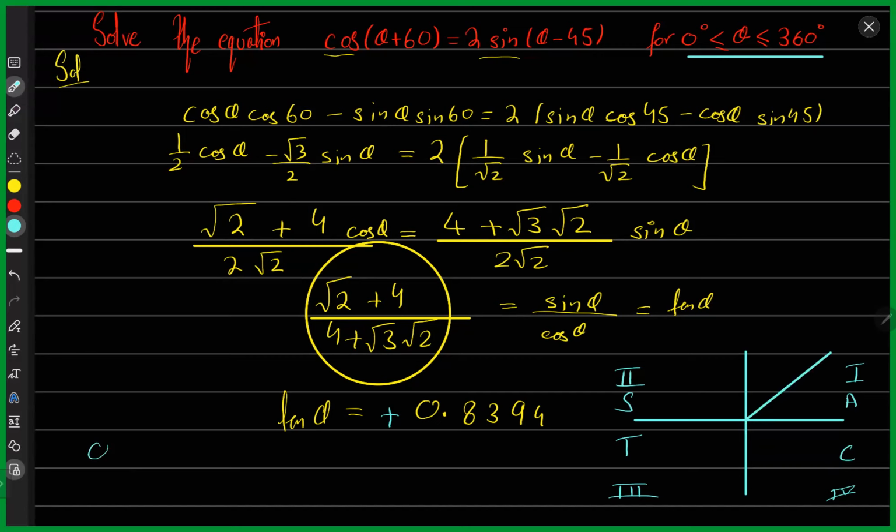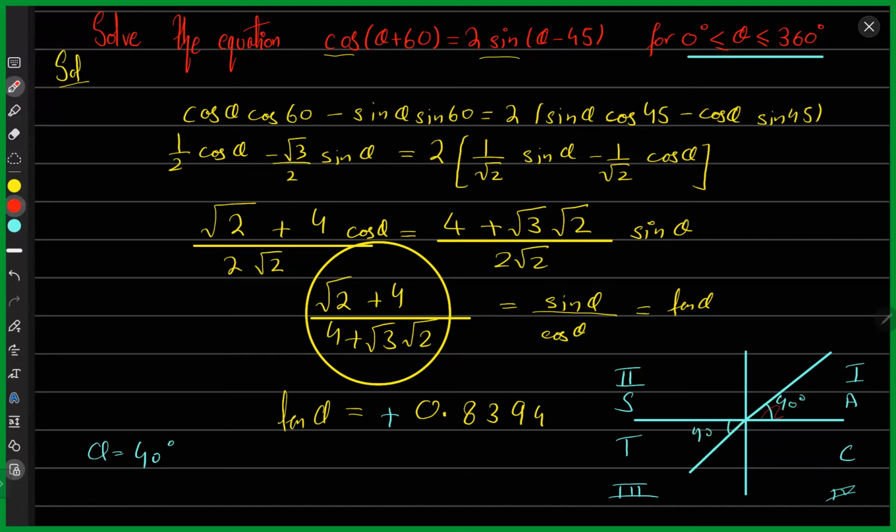So theta would be tan inverse 0.8394. It would be 40 degrees approximately. So this is going to be 40 degrees. Similarly, the basic angle would be the same in the fourth quadrant as well, and in the third quadrant as well.